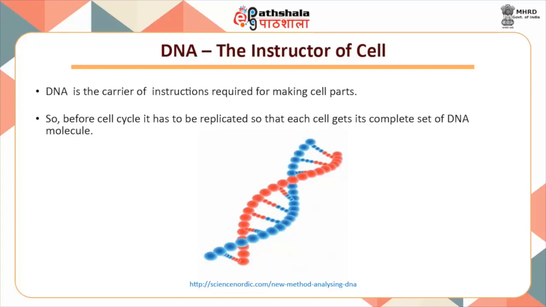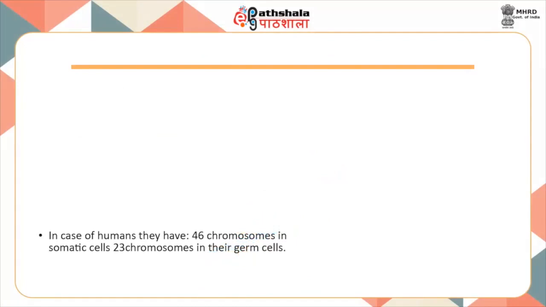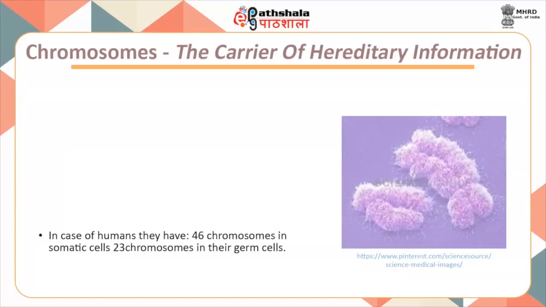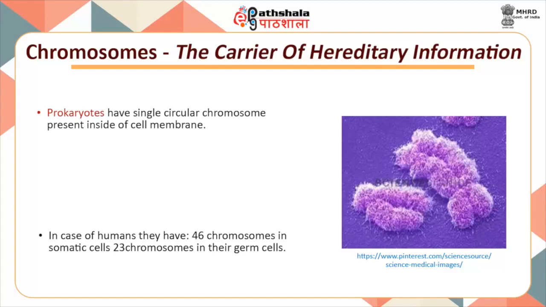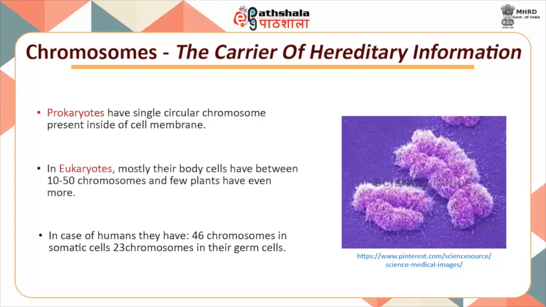of DNA molecules. Chromosomes are the thread-like structures present inside the nucleus. They are designated as the carrier of hereditary information. Their structure differs among prokaryotes and eukaryotes. Prokaryotes have a single circular chromosome attached to the inside of the cell membrane, and eukaryotes have around 10 to 50 chromosomes. A few plants have even more than 50 chromosomes.